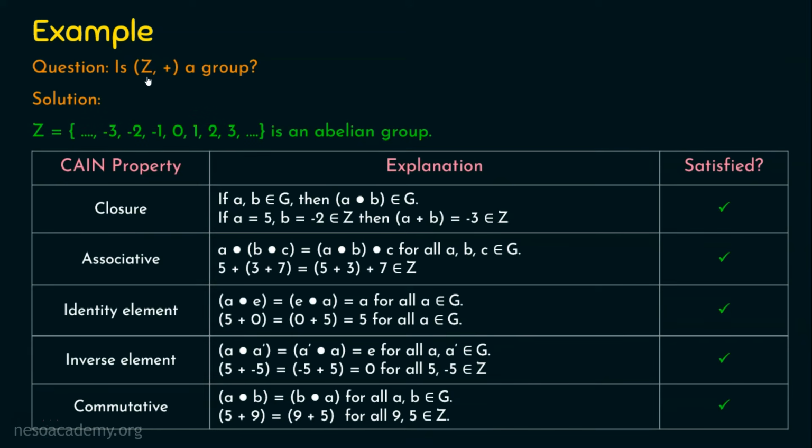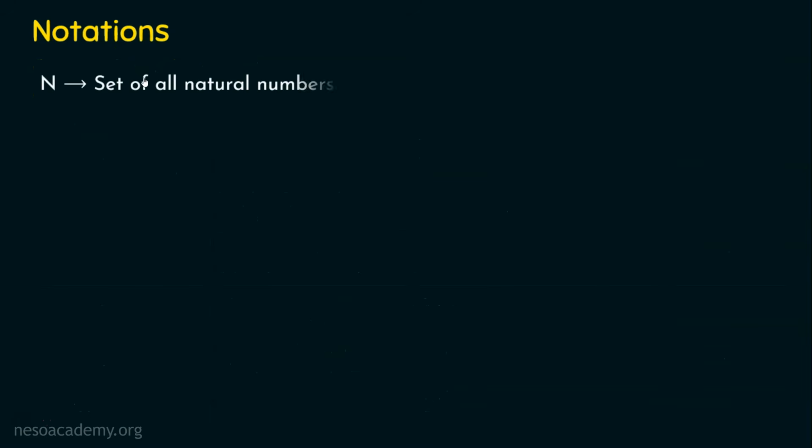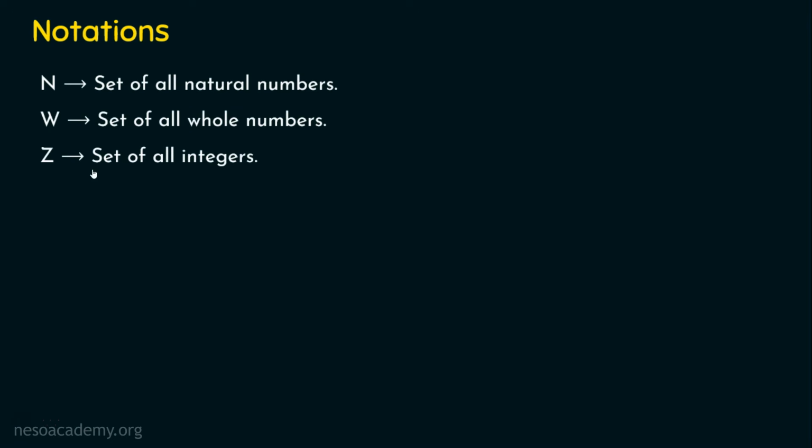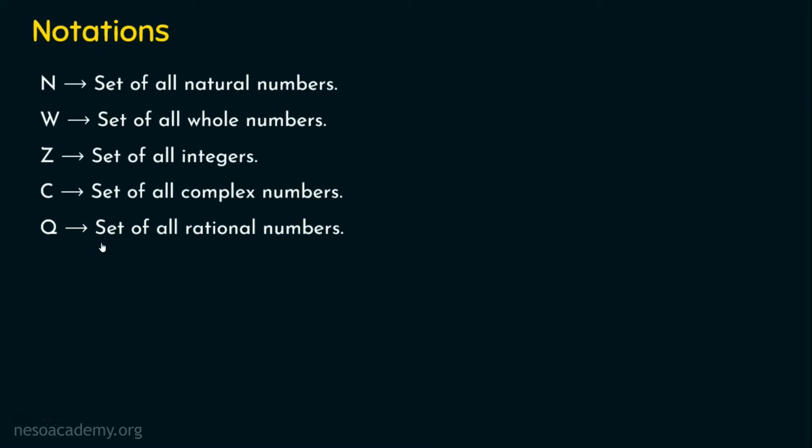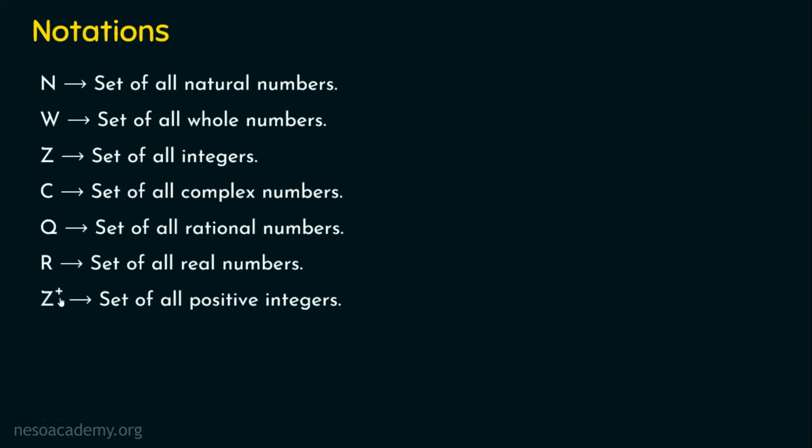In this example we have seen Z as one of the notations. Let's see what are all the various notations we have in number theory. We have many notations here. N means the set of natural numbers. W means the set of whole numbers. Z means the set of integers. C means the set of complex numbers. Q means the set of rational numbers. R means the set of real numbers. Z plus means the set of positive integers only. Z minus means the set of negative integers. Simply Z means it includes both positive and negative.